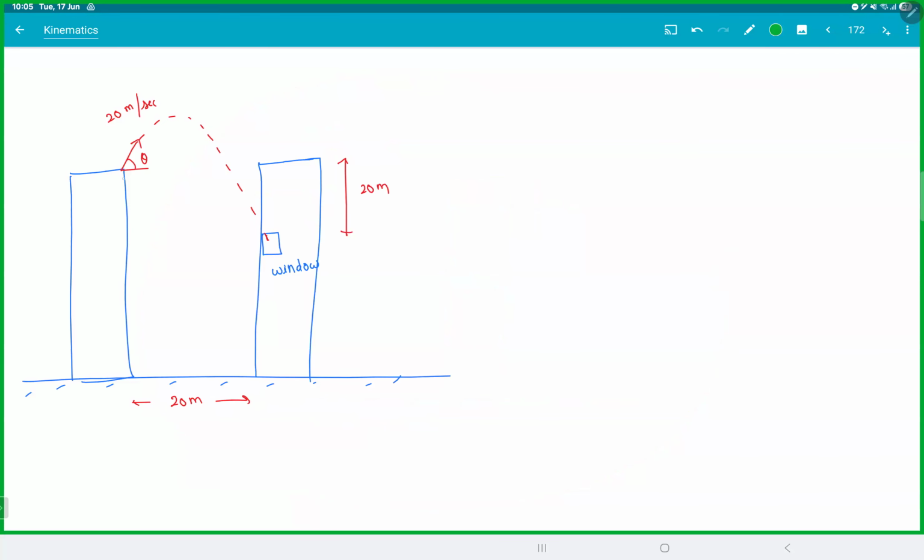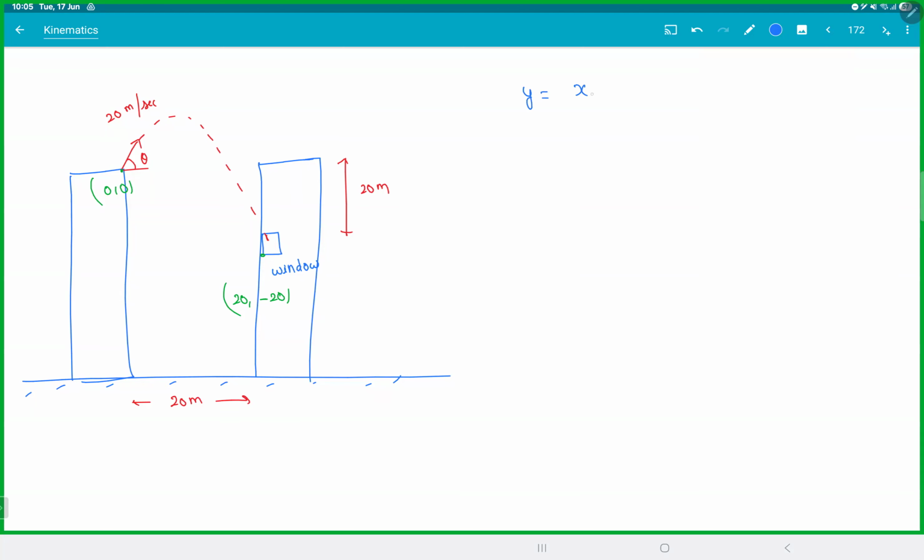So this point of projection, let this be origin (0, 0). Then this window will be (20, -20). Agreed? It's going down, so the y coordinate will be negative. You're done. The equation of trajectory satisfies this.